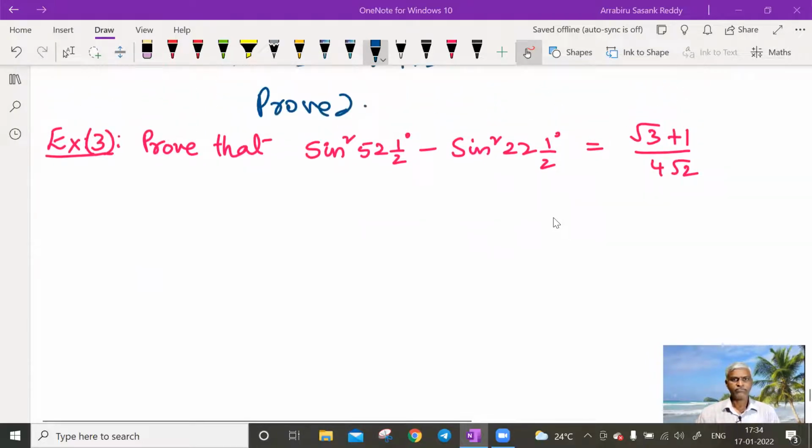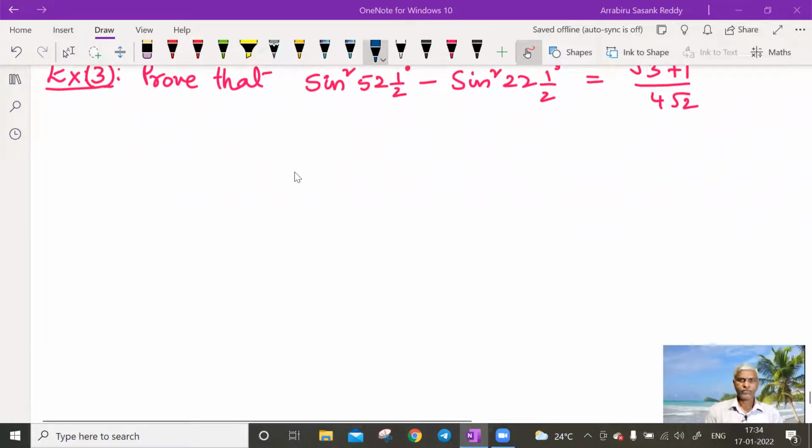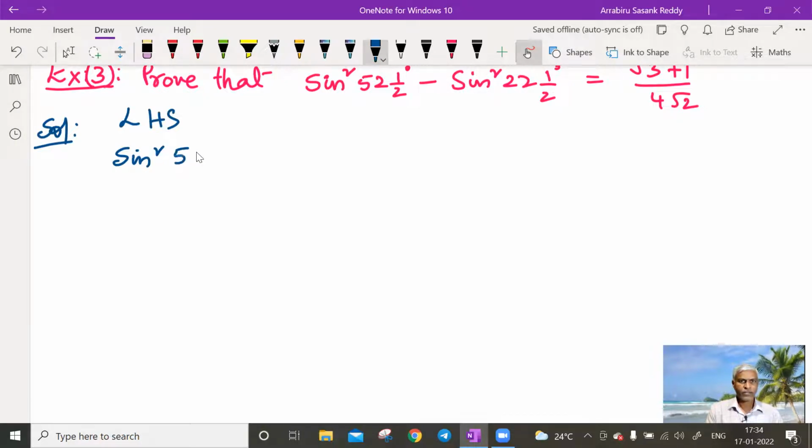Solved problem. Prove that sine square 52.5 degrees minus sine square 22.5 degrees is equal to root 3 plus 1 by 4 root 2. Solution. So LHS: sine square 52.5 minus sine square 22.5.